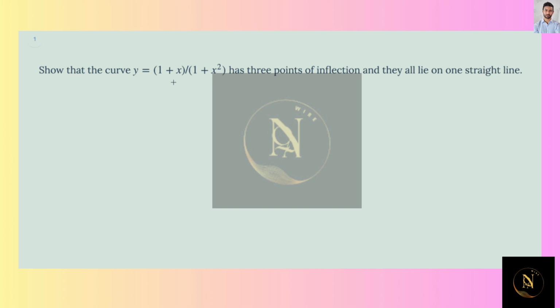Alright, so we're being asked to show that the curve y equals (1 + x) over (1 + x squared) has 3 inflection points and they lie on one straight line. To first of all find the inflection points, we have to find the second derivative.